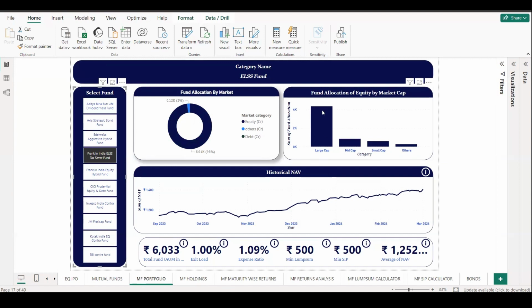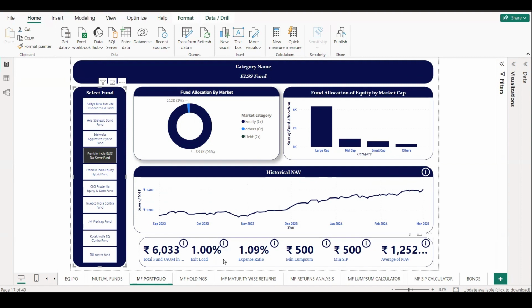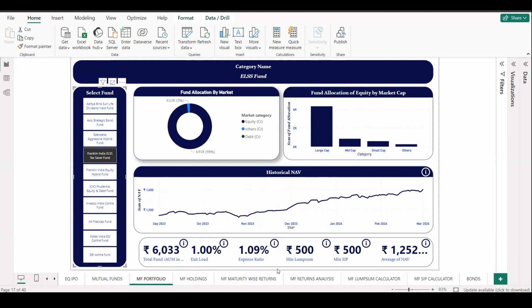A high portion of this amount is invested in large cap, and here is the movement of this particular mutual fund over 6 months. You can see the amount keeps rising. The AUM here is the total pool of money that this mutual fund has, almost 6,033 crores. Exit load is the fee that you have to pay to a mutual fund when you are redeeming or selling the mutual fund units. Expense ratio is the commission that you pay to the mutual fund manager for managing your funds.